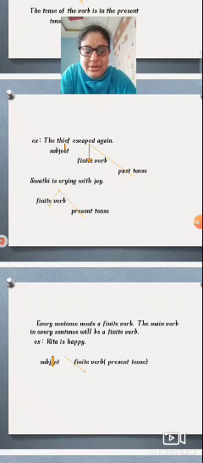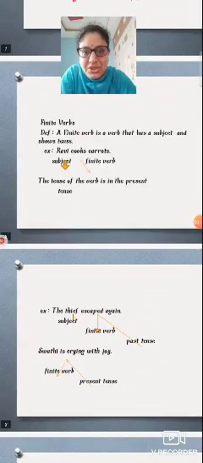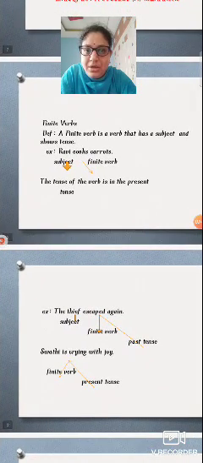The thief escaped again. What is the subject in this? Thief, and I'm showing it on the screen also. The subject is the thief, and escaped is the finite verb, in the past tense. The thief escaped again. Escaped shows the past tense. So what is a finite verb? A finite verb shows the subject, the verb, and also the tense.